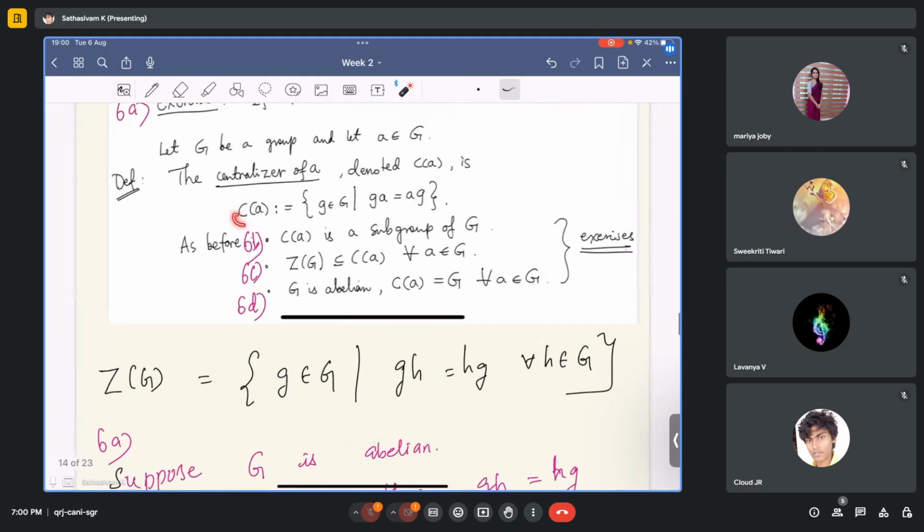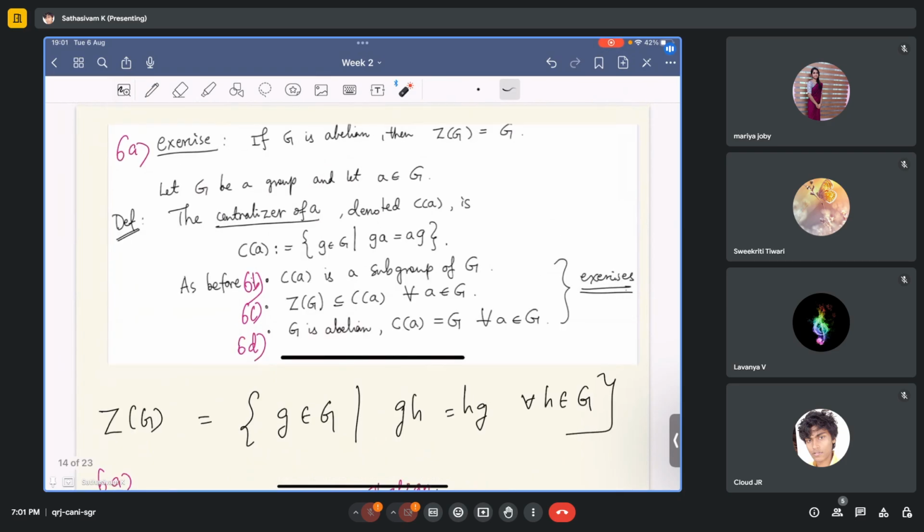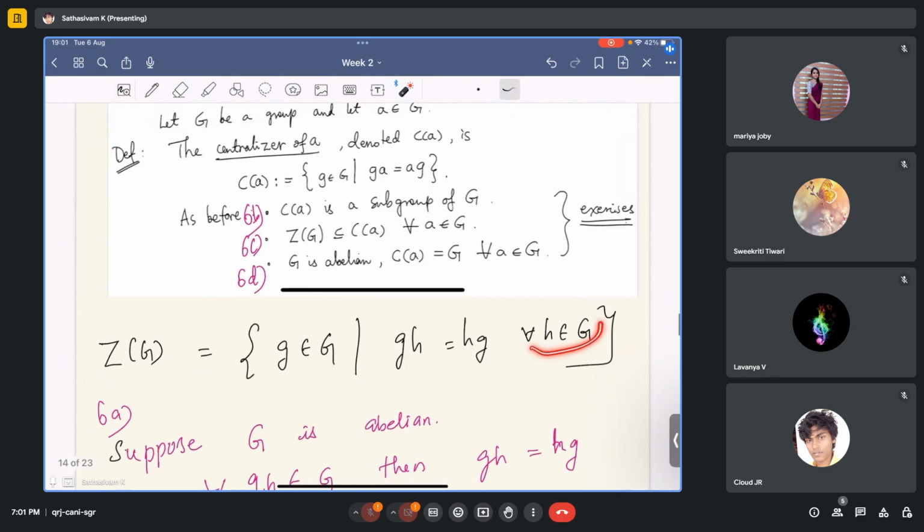Okay, now let's prove this one. What is the centralizer? For the centralizer of a, you take a small a belonging to G. The centralizer of a is the set of all elements in G which commute with a. What is the difference between center and centralizer? The center has to commute with every element of G, but the centralizer only commutes with that particular element. That is called the centralizer.